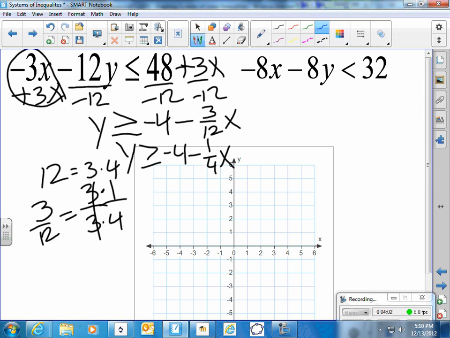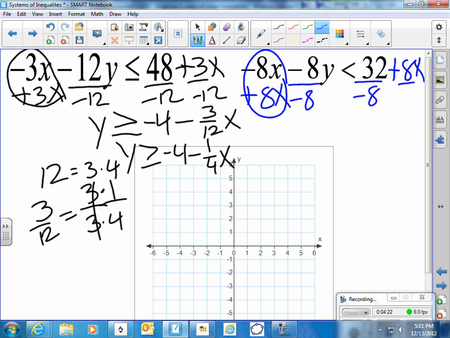Let's solve the other inequality. Let's add 8x to each side. So negative 8y is less than 32 plus 8x, divided by negative 8. So y is less than, oops, I divided by a negative, so it flips the inequality around. Y is greater than, 32 divided by 8 is 4, positive divided by negative is negative. 8 divided by 8 is 1, positive divided by negative is negative. I'm not going to write the 1, usually just write minus x.